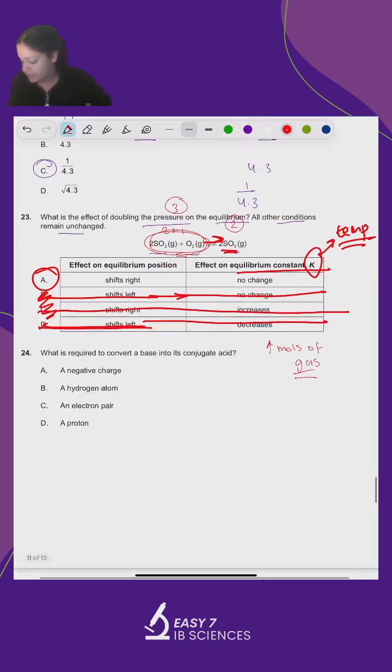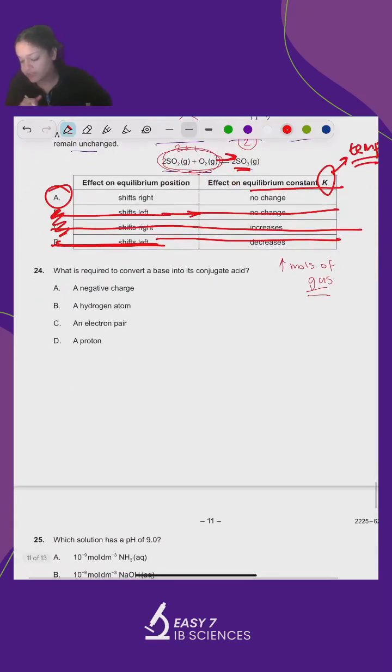Okay. Yes. What is required to convert a base into its conjugate acid? So what do we think?